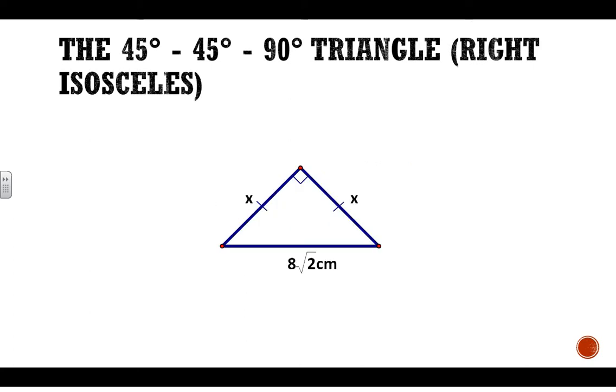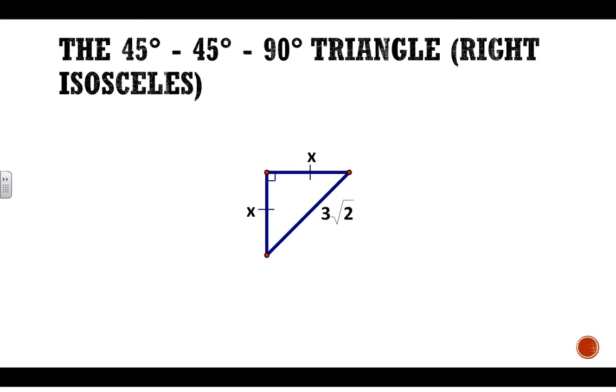Now I'm going the opposite way. I'm going from the hypotenuse to the leg. So I have to divide by radical 2. Well, 8 radical 2 divided by radical 2, the radical 2's just cancel, so I'm left with 8. And if that side's 8, the other side has to be 8 because they're congruent.